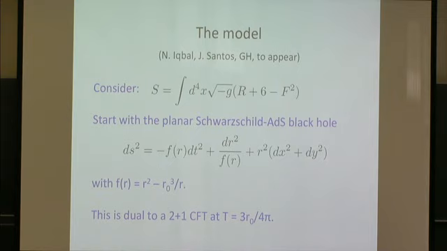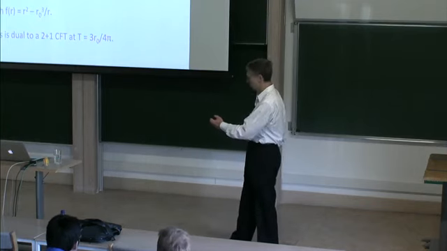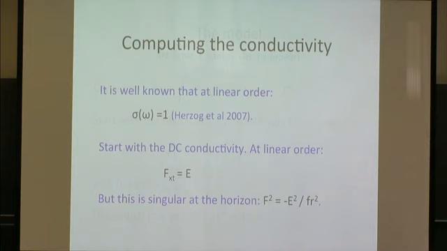This is dual, as you know, to a 2 plus 1 dimensional conformal field theory with the temperature, which is 3 over 4 pi times the constant r naught. And this CFT is at 0 chemical potential. There's no induced charge density.